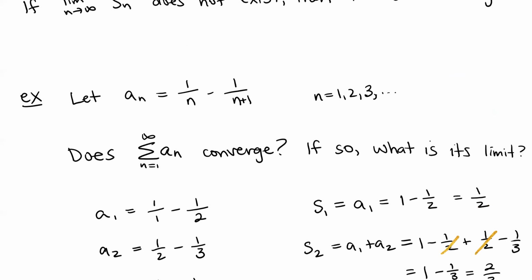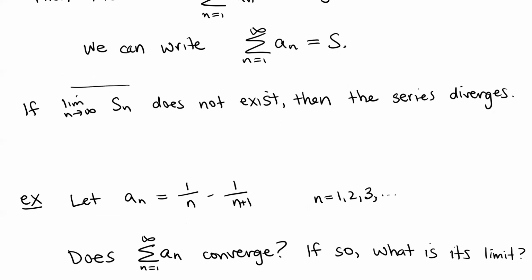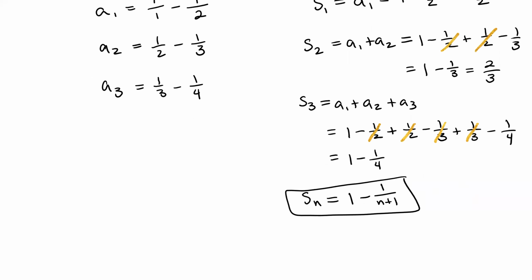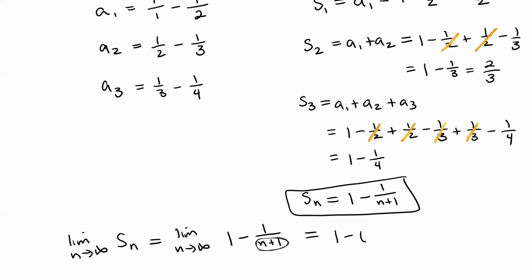So we said that we need to figure out if the limit as n goes to infinity of Sn exists. So let's check it out. Let's look at the limit as n goes to infinity of Sn. That's the same thing as the limit as n goes to infinity of 1 minus 1 over n plus 1. When n goes to infinity, then this denominator grows without bound, meaning that this fraction will decrease down to 0. So we'll have 1 minus 0, or in other words, 1.